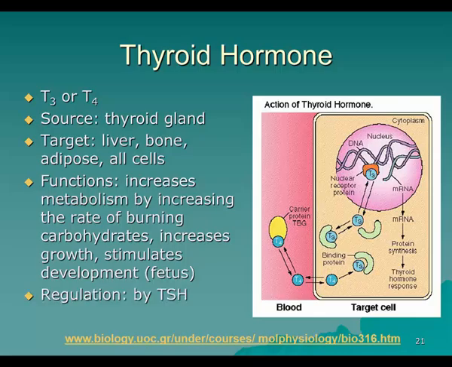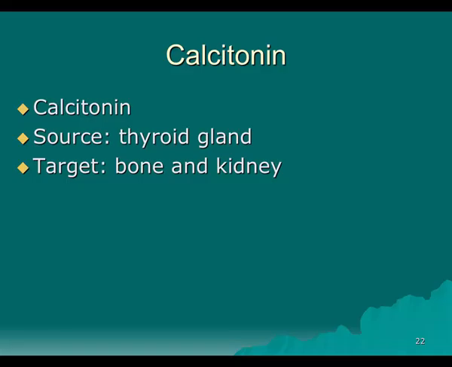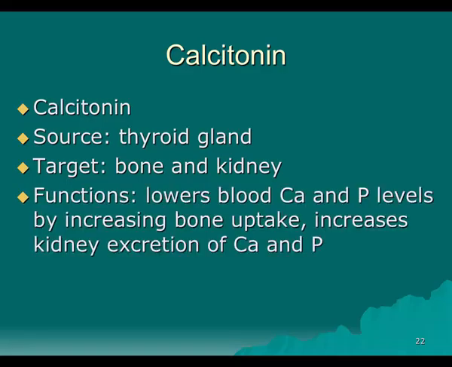Generally, negative feedback through TSH and TRH controls the level of thyroid hormone to keep it fairly level throughout your life. The other hormone released from the thyroid gland is calcitonin. Calcitonin targets the bone and the kidney and tells them to lower blood calcium, CAL, calcium lowering hormone.